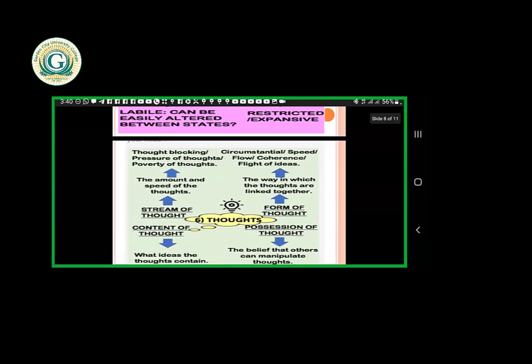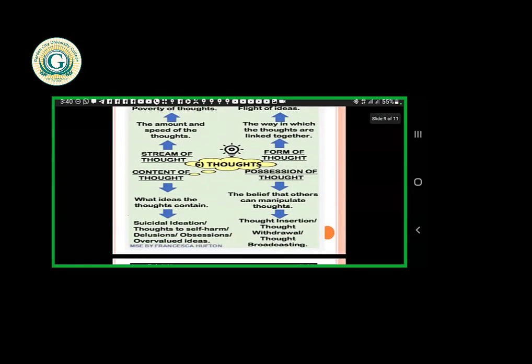Let's move to thoughts. When it comes to thoughts, they are classified under four different components. You have the stream of thoughts, the content of thoughts, the form of thoughts, and the possession of thoughts.